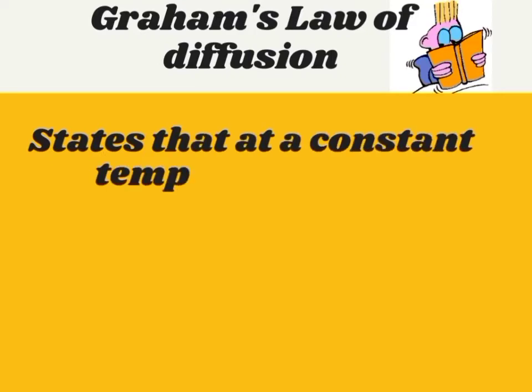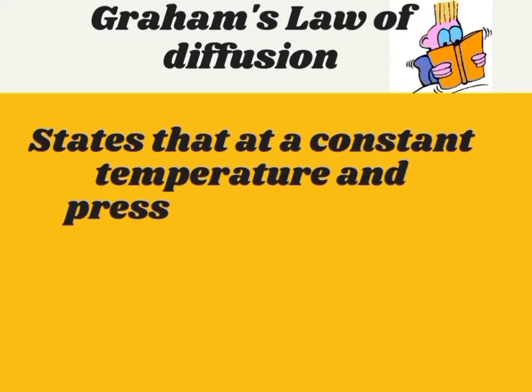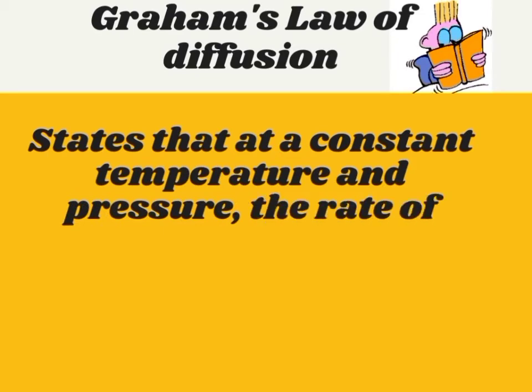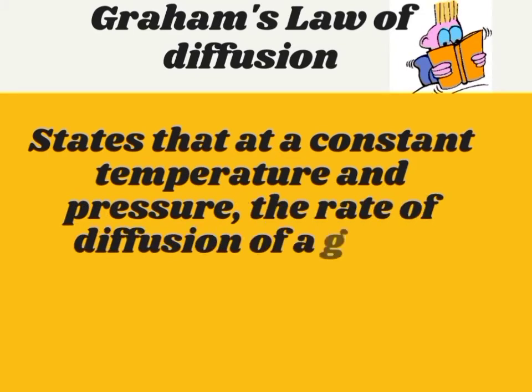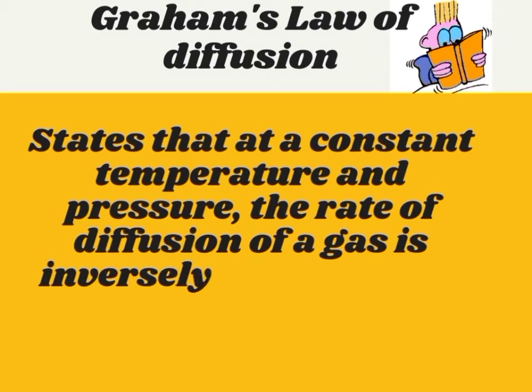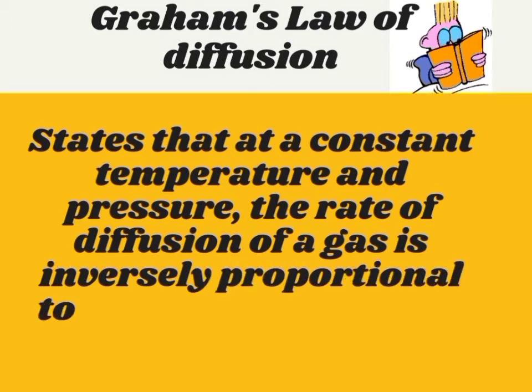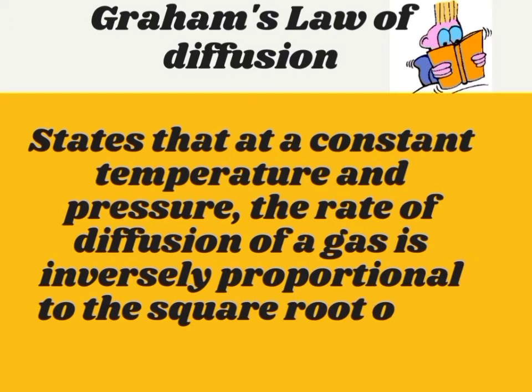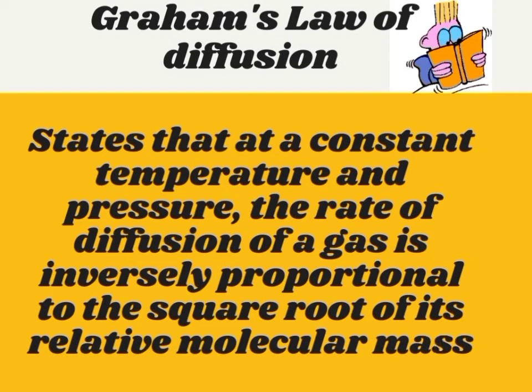Graham's law of diffusion states that at constant temperature and pressure, the rate of diffusion of a gas is inversely proportional to the square root of its relative molecular mass. What this simply means is that a less dense gas can diffuse through a medium much faster than a denser gas.